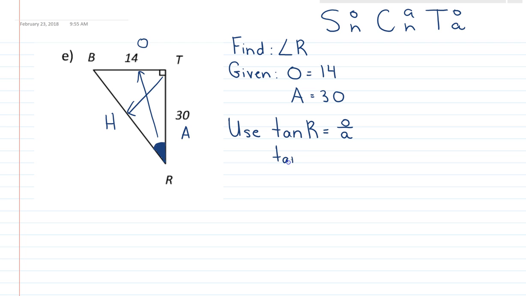What is the opposite? Keep going, Jane. You're doing good. No, I think you're good. You got it. You got this. What is the opposite? Yes? And what's your adjacent? Good. So to find angle R equals, how do I find angle R? Bailey?